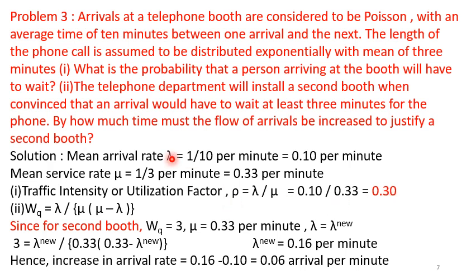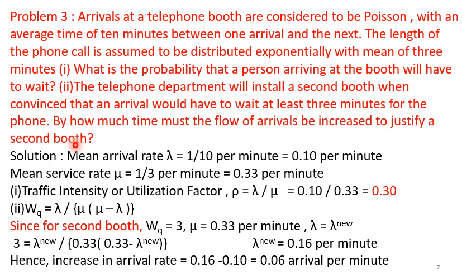Next, the telephone department will install a second booth when convinced that an arrival would have to wait at least 3 minutes for the phone. By how much time must the flow of the arrivals be increased to justify a second booth? So by how much must the flow of arrivals be increased?